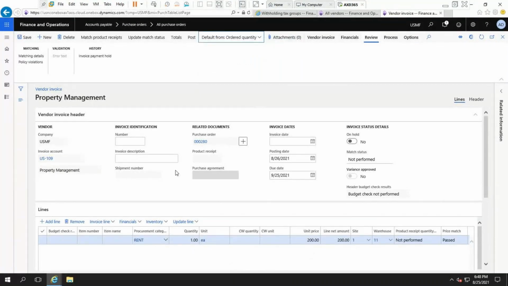Now I need to enter the invoice number, whatever invoice number my property vendor has given me, and the date. And here it is not performed. You need to click on update match status. It should be passed. Now you can post.